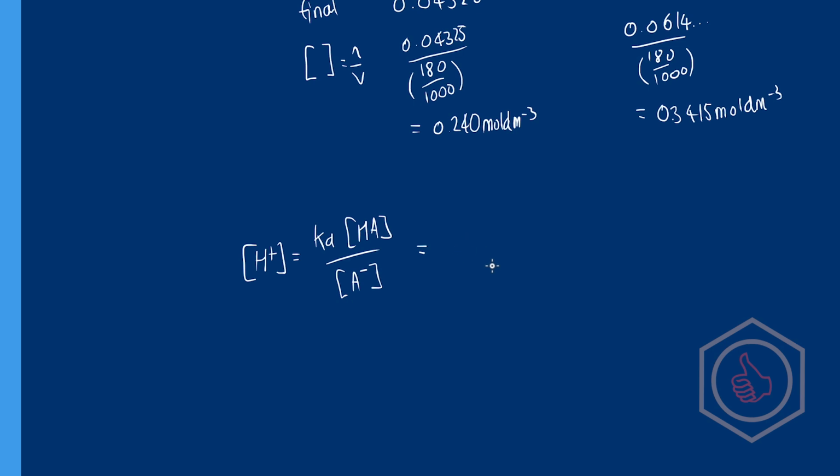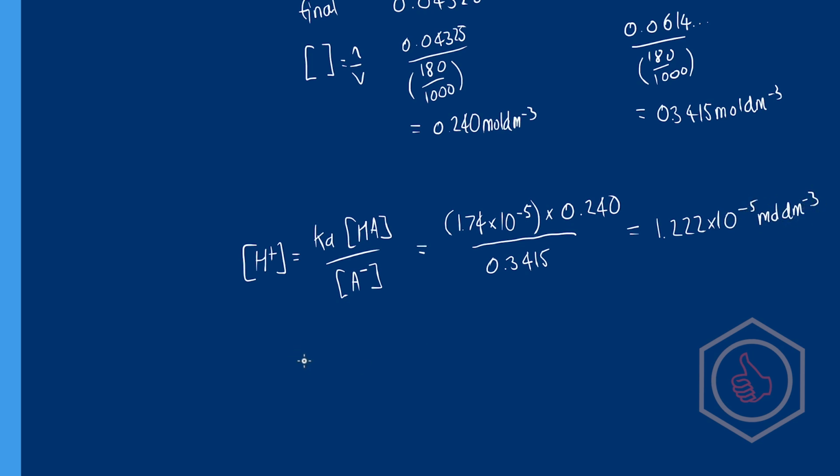The Ka of the acid hasn't changed, it's still an ethanoic acid buffer system, so 1.74 times 10 to the minus 5 times the concentration of HA, which we've just said is 0.240 mole per decimeter cubed, divided by the new concentration of HA, which we've just calculated to be 0.3415 mole per decimeter cubed, and this will give us a concentration of H+ ions of 1.222 times 10 to the minus 5 mole per decimeter cubed.